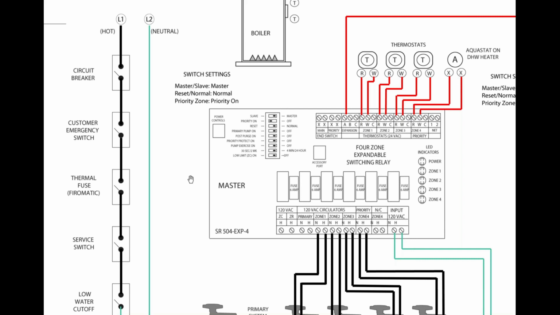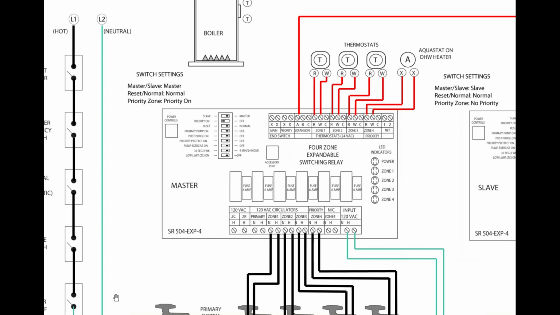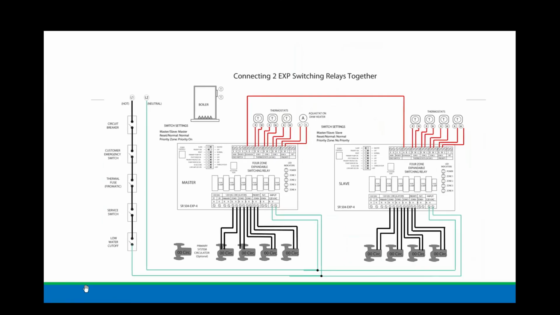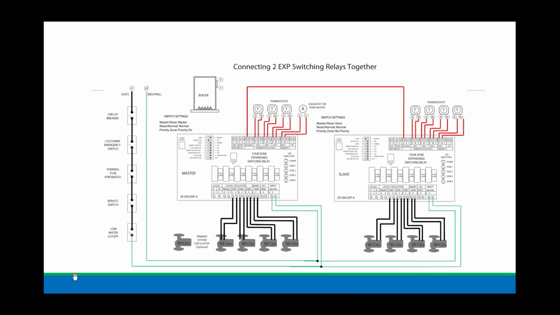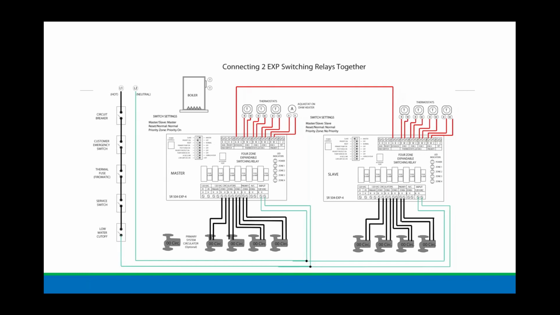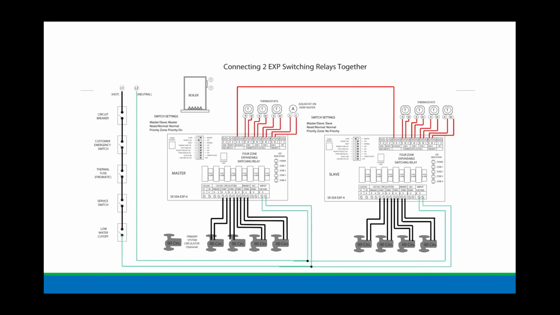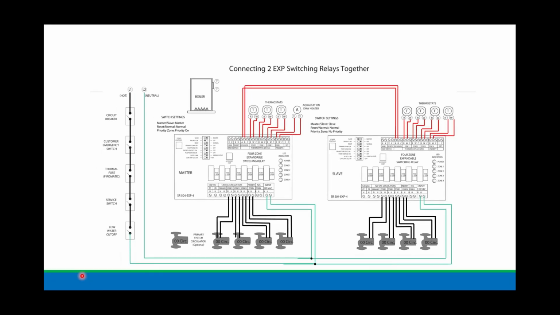Okay? So let's get back. Excuse me here, gentlemen. This just gets a little tricky for some reason. And then the other box you'd have to set to the slave position. And then we continue with A to A, B to B. Here we go. So now A to A, B to B, C to C. Now the two boxes will talk to each other, but all communication back to the boiler goes through master.